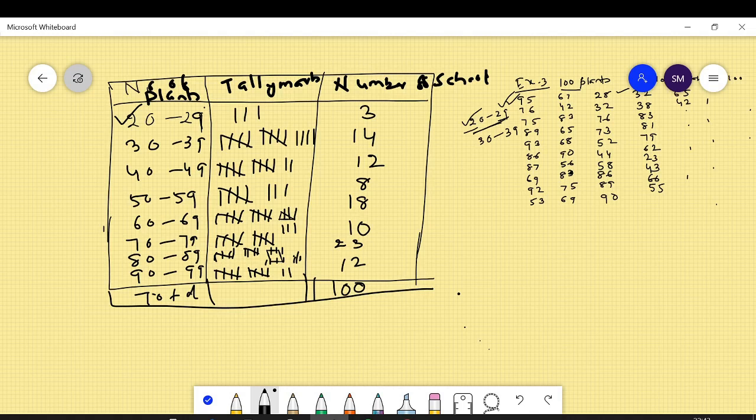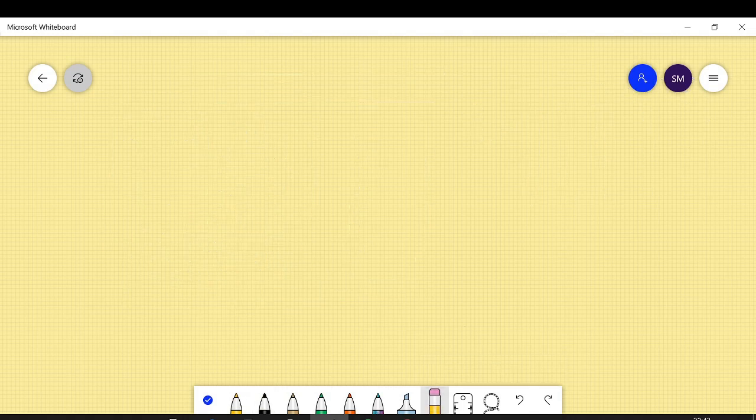How can you represent these data? The data which is given is called raw data. When you arrange them in ascending or descending order, it is called an array. Then the difference between the lowest and highest is called the range. And in the frequency table we can make a class size or class width. Suppose this is 20 to 29, then 20 is called the lower limit, whereas 29 is called the upper limit. In this way we can represent this.